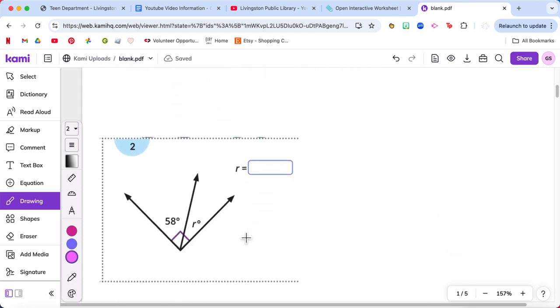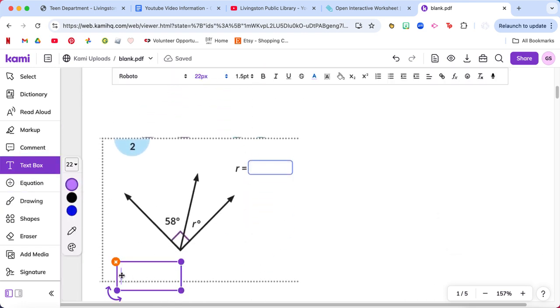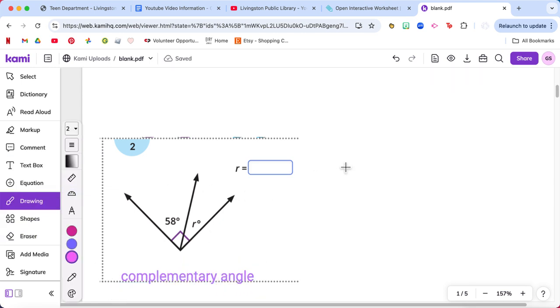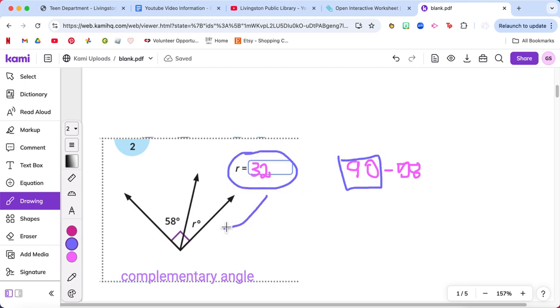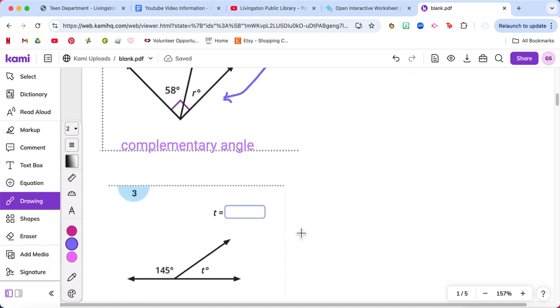Next is this one. This we call complementary. This is a complementary angle. So it's going to have to add up to 90. A way to solve that is we could do 90 minus 58. And that's going to equal 32 if you plug that into your calculator. So R is going to equal 32. And you could check that by adding 32 and 58, and then you'll get 90 again if you did it correctly. So this is the final answer, but you can check it by adding or subtracting.